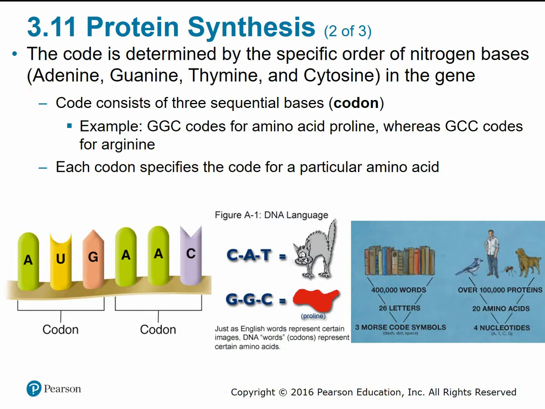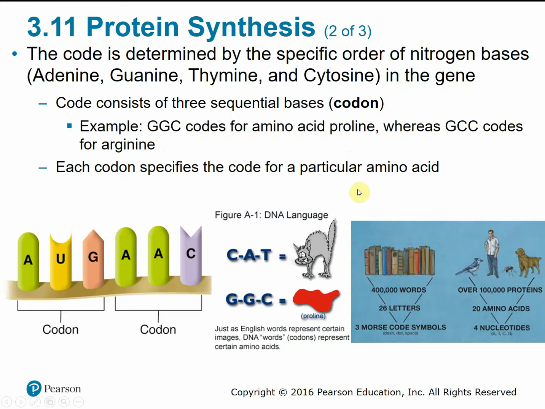So genetic code is read as 3 bases at a time. So these are called codons. For example, GGC codon, so those 3 bases in that order would code for the amino acid proline. So if we just change one of these letters, so now it's GCC, that's going to code for completely different amino acids and lead to a completely different protein. So each codon is specific for a particular amino acid.